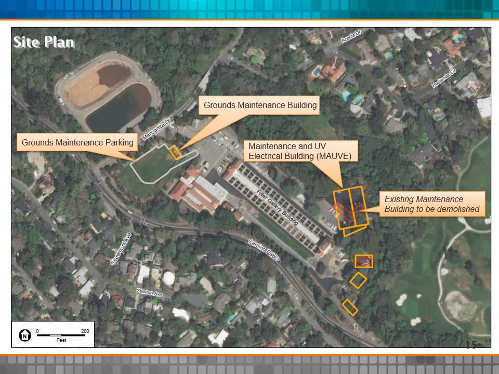Here is a site plan that shows the project components. Camino Pablo runs diagonally across the aerial photo and Manzanita Drive near the top left. The existing maintenance building shown in red will be demolished and its uses incorporated into a new 2-story maintenance and UV electrical building, which we call the MAUVE building, and a new grounds maintenance building closer to Manzanita Drive with associated parking.